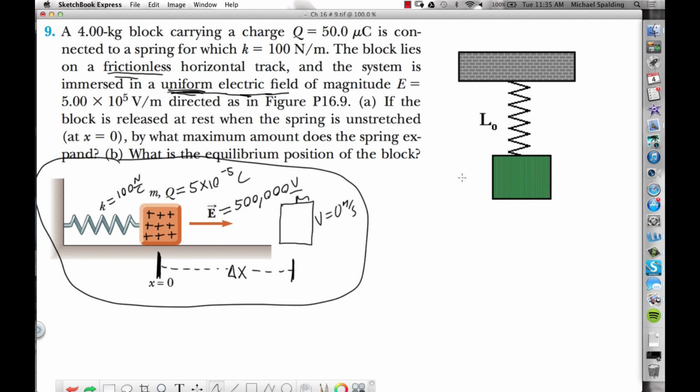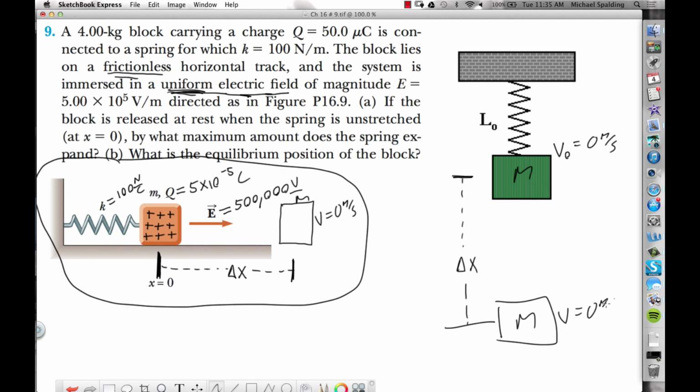So look, this object starts at rest. So initial velocity here is 0. And this guy has some mass m. So you release him, and the spring is going to stretch down like this, and then what happens for a split second? Velocity goes to 0, and then what's going to happen to that mass? It'll bounce back up again. So in this situation here, how could you find this delta x?